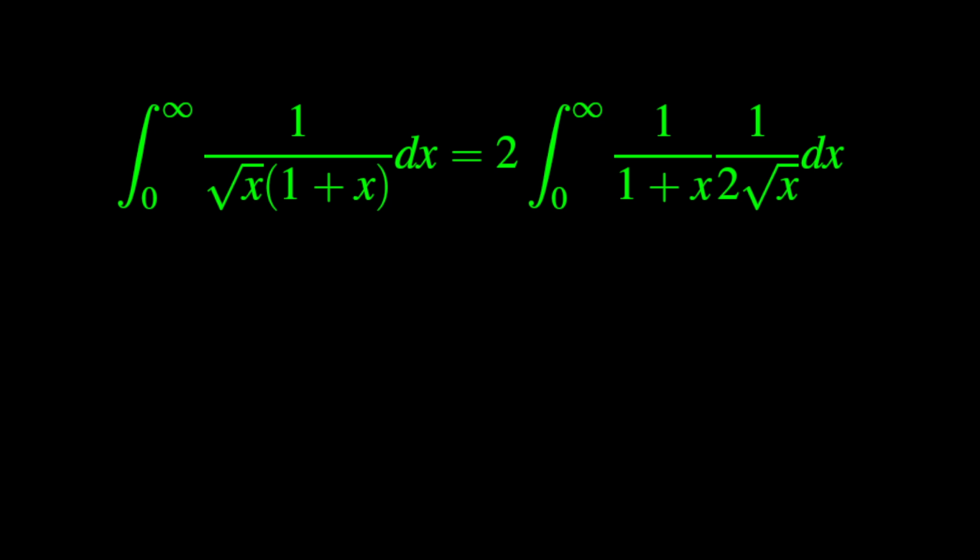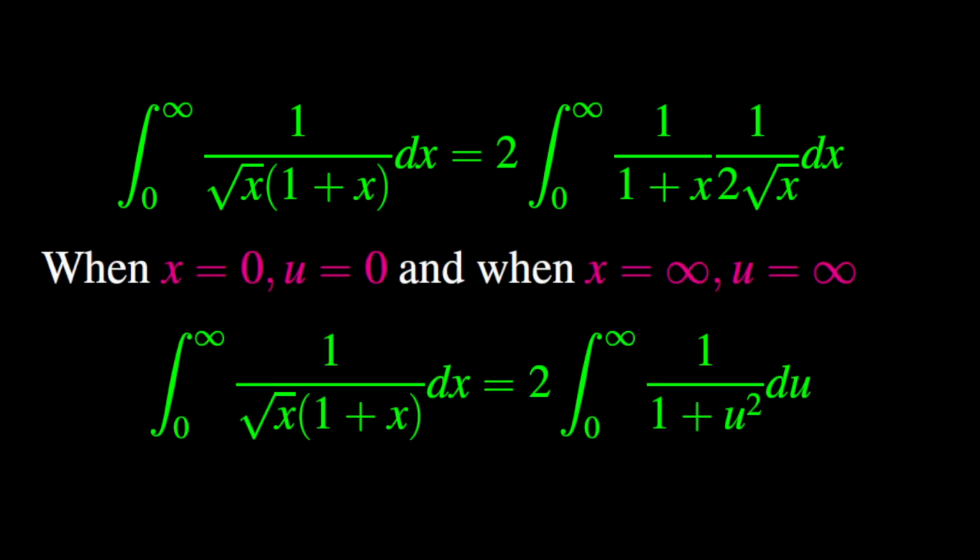The integral from 0 to infinity of 1 over square root of x times 1 plus x dx can be written as 2 times the integral from 0 to infinity of 1 over 1 plus x times the fraction 1 over 2 times square root of x dx. In this new expression of the integral, we can clearly see u and du. We easily see that when x equals 0, u equals 0, and when x equals infinity, u equals infinity. So the integral from 0 to infinity of 1 over square root of x times 1 plus x dx equals 2 times the integral from 0 to infinity of 1 over 1 plus u square.